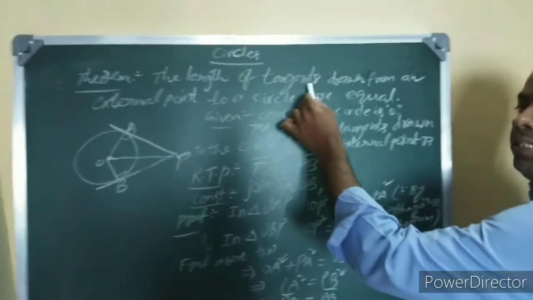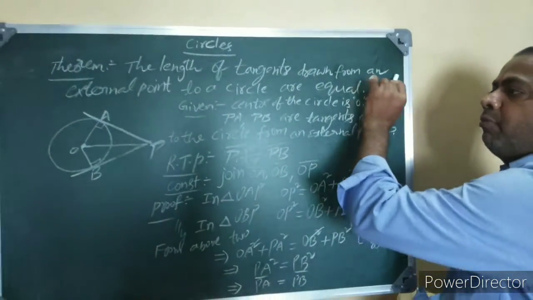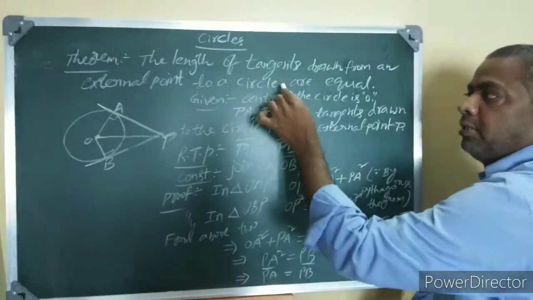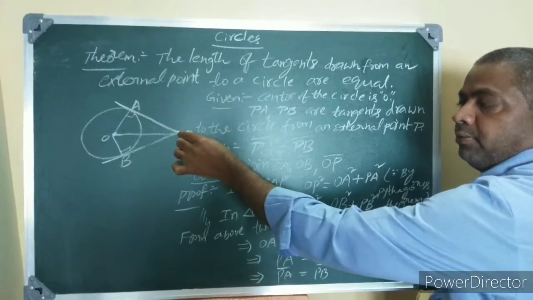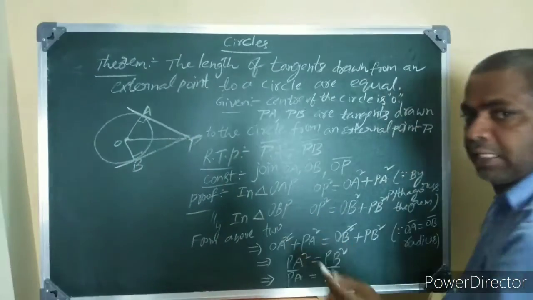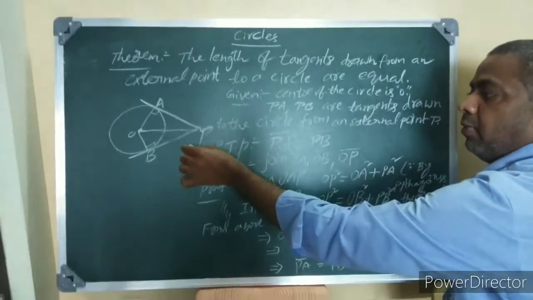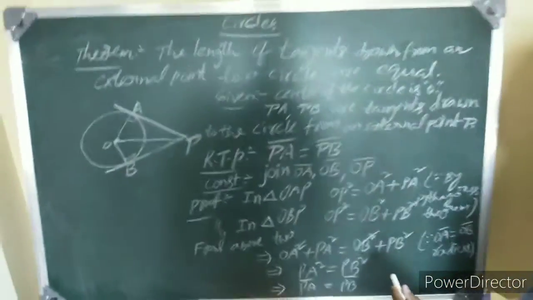The lengths of tangents drawn from an external point to a circle are equal. That means from an external point, if you draw any two tangents, then their lengths are equal. That you have to prove for this theorem.